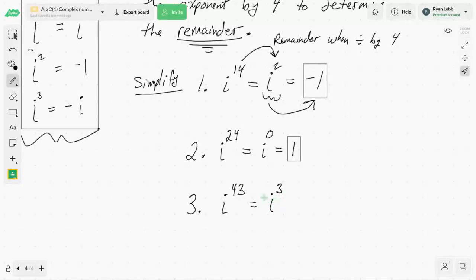And it simplifies to one of those 4 over here on the top left. That i cubed, well, here it is. There's i cubed. What is i cubed? i cubed is equivalent to negative i. So this is equal to negative i. So i to the 43rd simplifies to negative i. Okay.